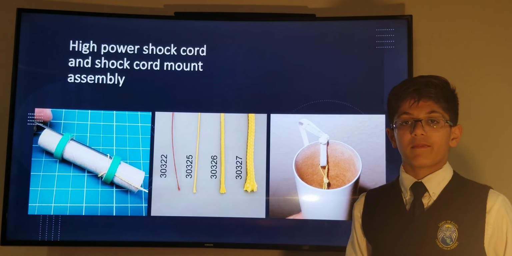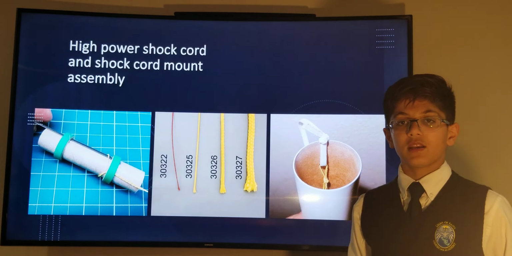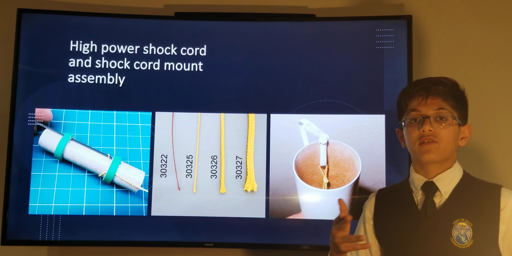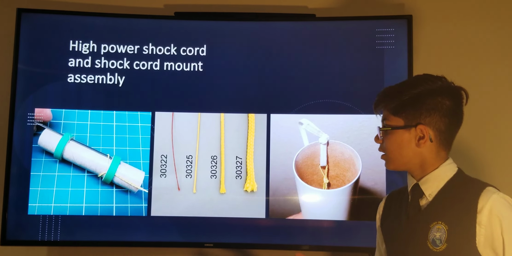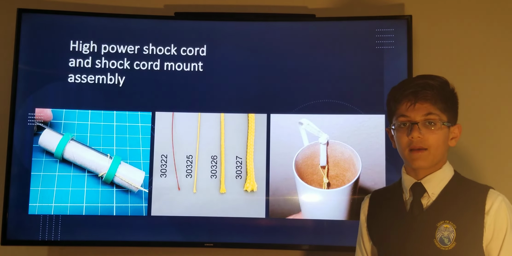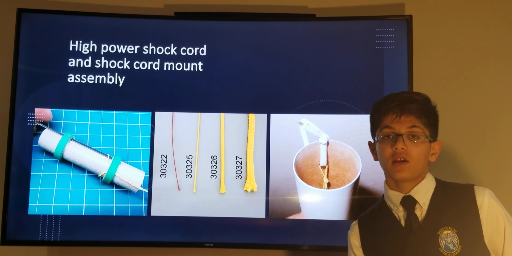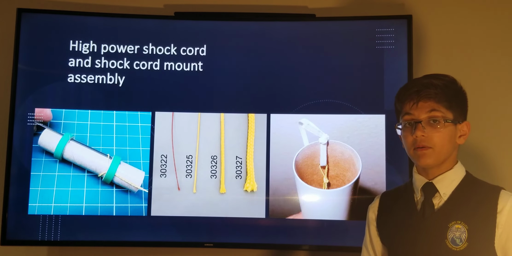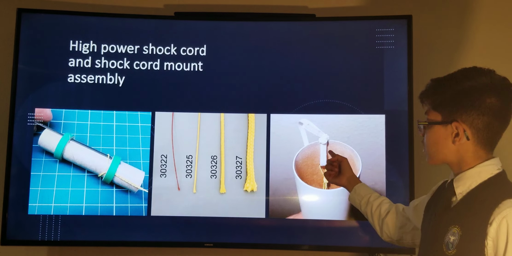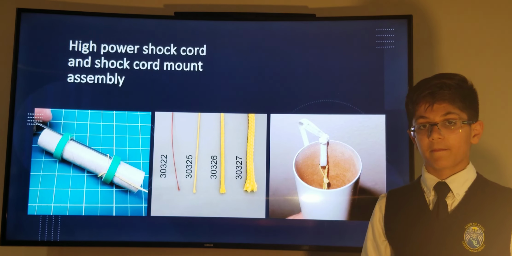But one thing you need to keep in mind is that you shouldn't make the entire thing out of Kevlar, since you're using high power rockets, the materials cost a lot and you want to reuse them. So if your nose cone pops out at the wrong time, the Kevlar is going to pull down and then the body tube is going to rip. So you want to make sure you have cotton for the rest of the shock cord.